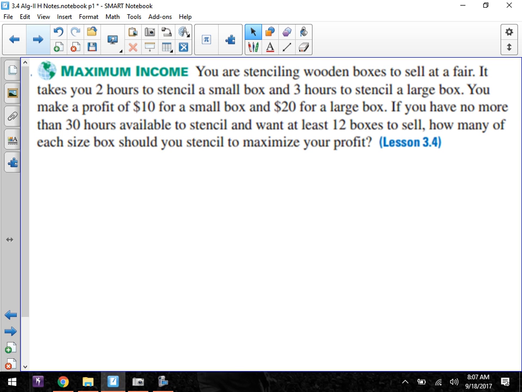You are stenciling wooden boxes to sell at a fair. It takes you 2 hours to stencil a small box and 3 hours to stencil a large box. You make a profit of $10 per small box and $20 for the large box.